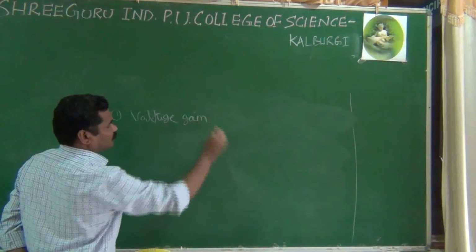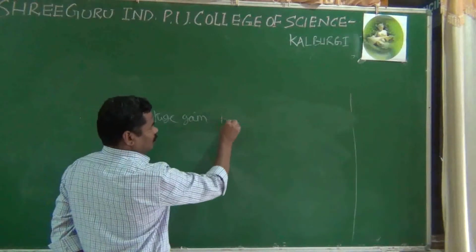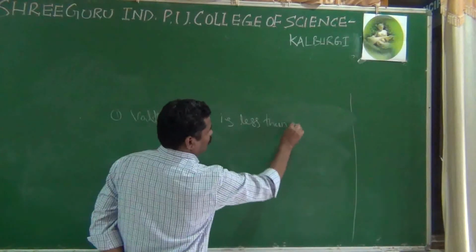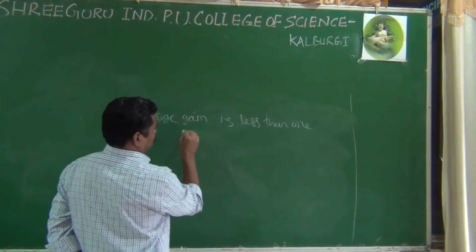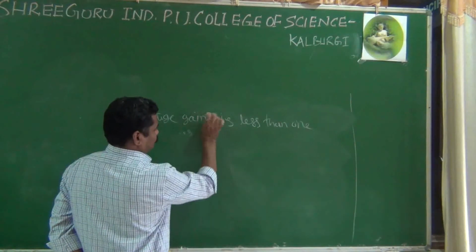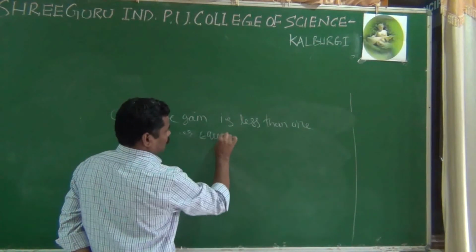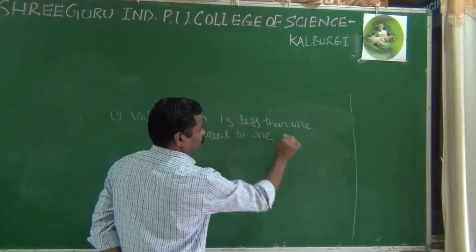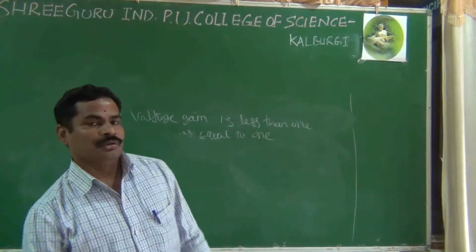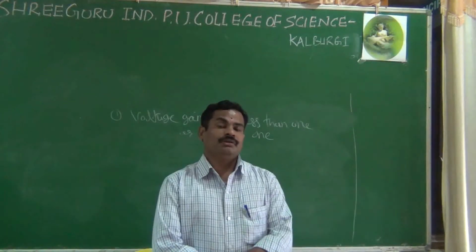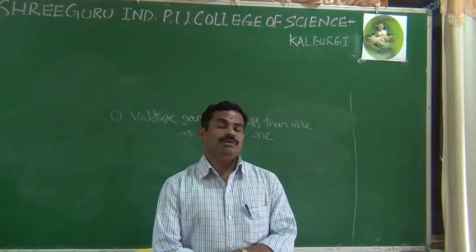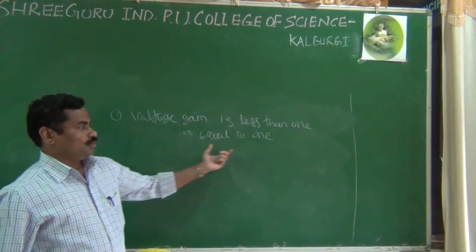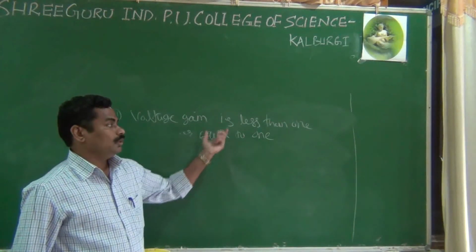The voltage gain is less than or equal to 1. The most important thing, as you studied in your common base, in a common base amplifier you have more voltage gain, but here in your common collector the voltage gain is less than 1 or nearly equal to 1.